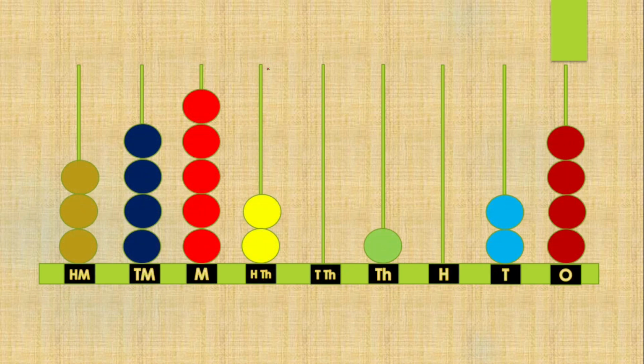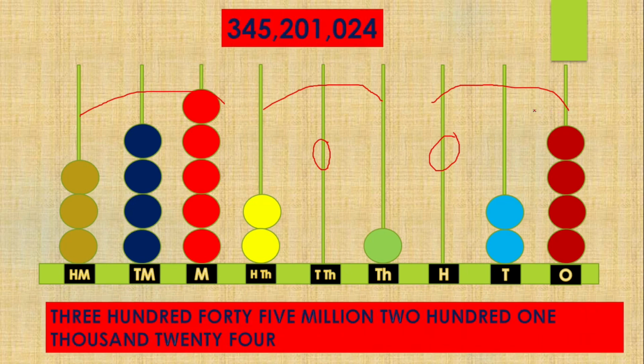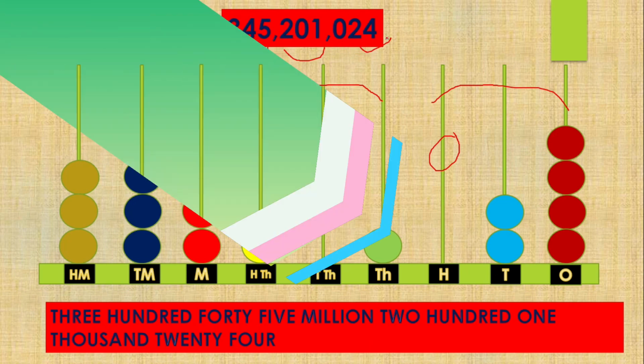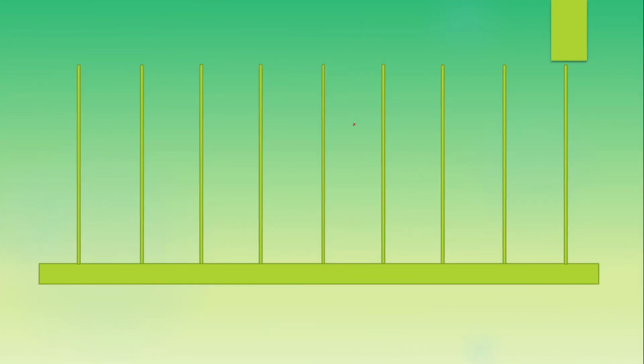Here specially I have used 0 at 2 places, hundreds and 10,000s place. So how will I speak the number? 3 and 3 places together. If I have to speak, the number shown on the abacus is 345 millions 201,024. Right.